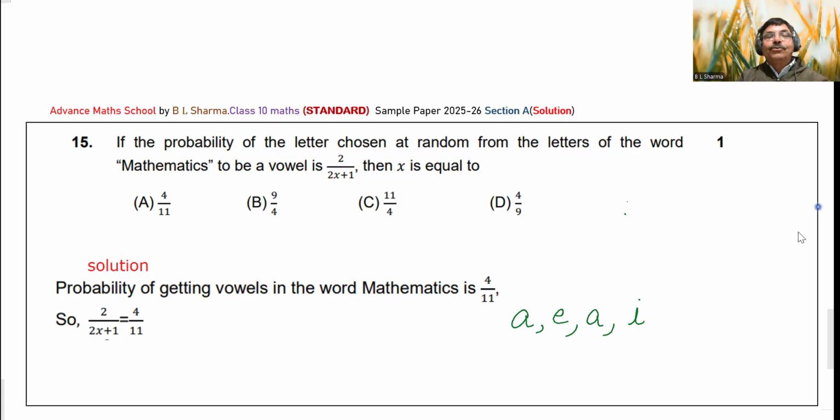So what is the probability? That is 4 upon 11, but it is already given that it should be equal to 2 upon 2x plus 1. ये पहले से क्वेश्चन में दे रखा है कि गेटिंग ऑफ वोवल्स की प्रोबेबिलिटी विल बी 2/2x+1. On cross multiplication, you can get the value of x. So the value of x will be 9/4. So D is the correct option.